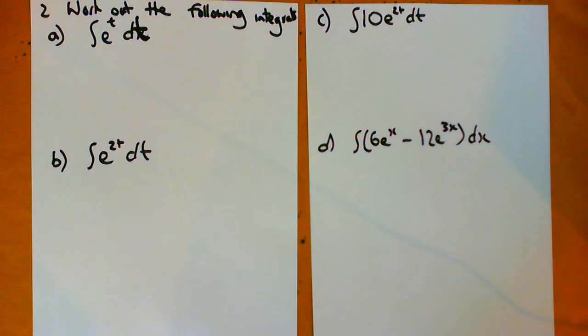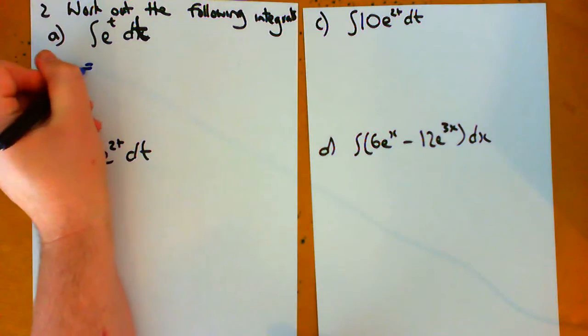Hello viewers, tutorial 11 question 2, and we're finding some integrals involving exponential functions. So recall that if we differentiate e to the power of x, we get e to the power of x. So differentiating e to the x gives you the same function. Also remember that integration is the opposite of differentiation. So the opposite of something that gives you the same must be something that gives you the same. So that means that the integral of e to the x is also e to the x.